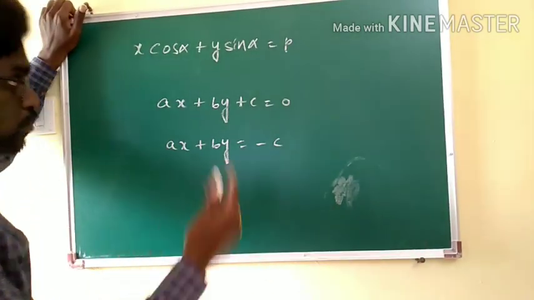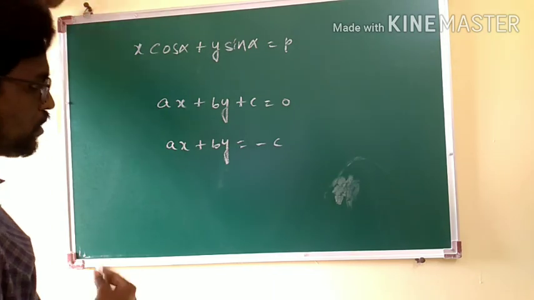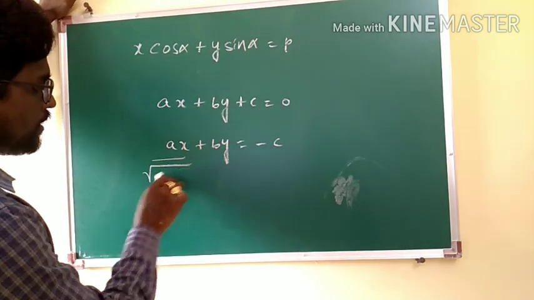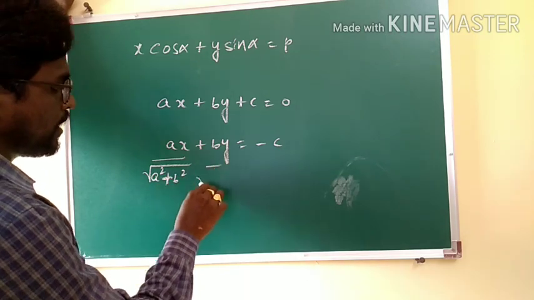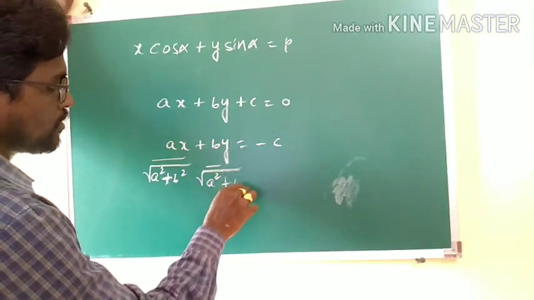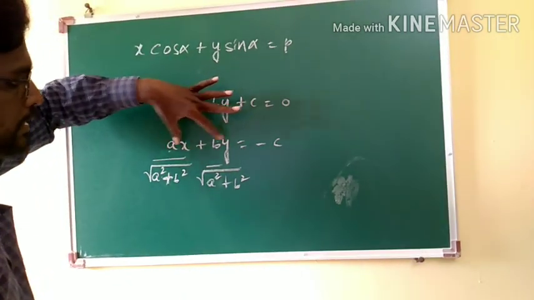In order to convert the standard form into normal form, what should we do? We have to divide by the square root of the square of the x coefficient plus the square of the y coefficient. That is the square root of a square plus b square. What coefficients do we have for x and y?